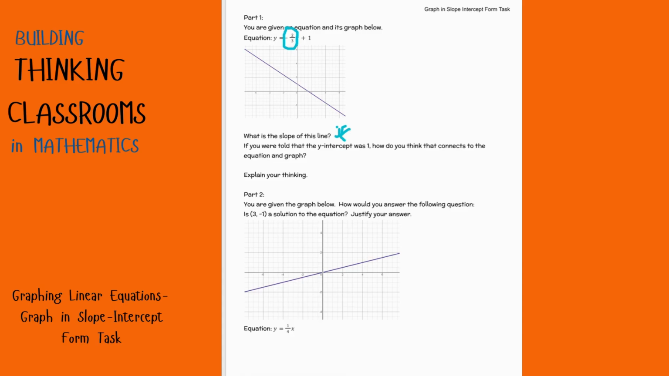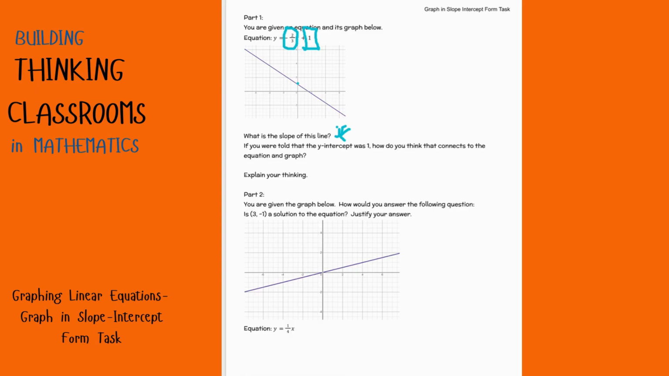We're also going to say, hey, if you were told that the y-intercept was 1, even if you have no clue what the y-intercept is, how do you think that connects to the equation and the graph? It's more just a prompt to get them to start thinking. Some of them might say, okay, well, there's a 1 right here. They might focus on the graph and actually see that we have an intersection of the y-axis at 1.